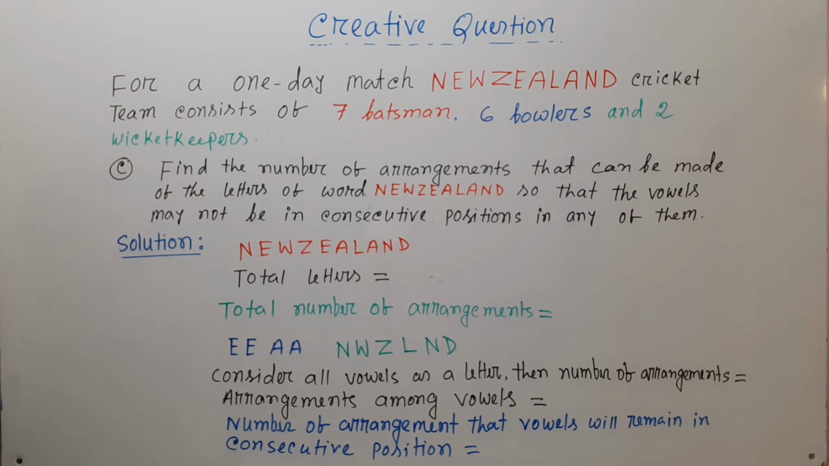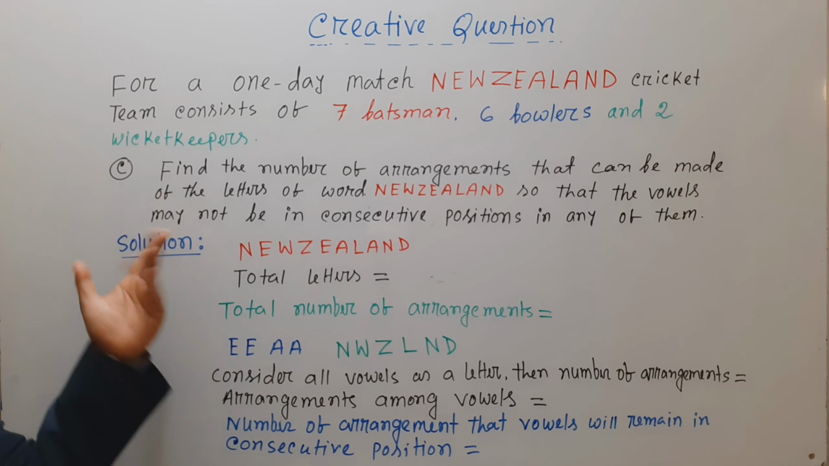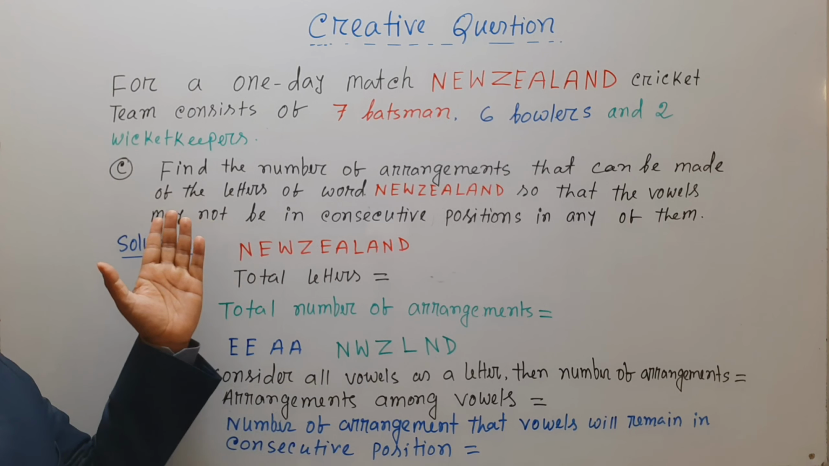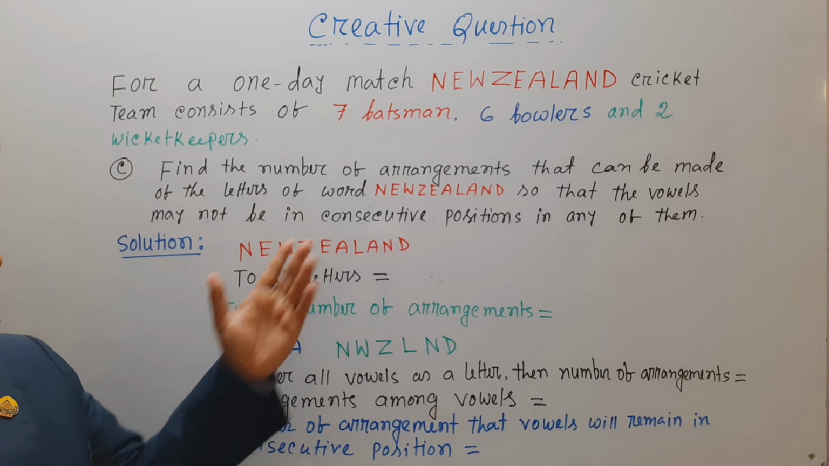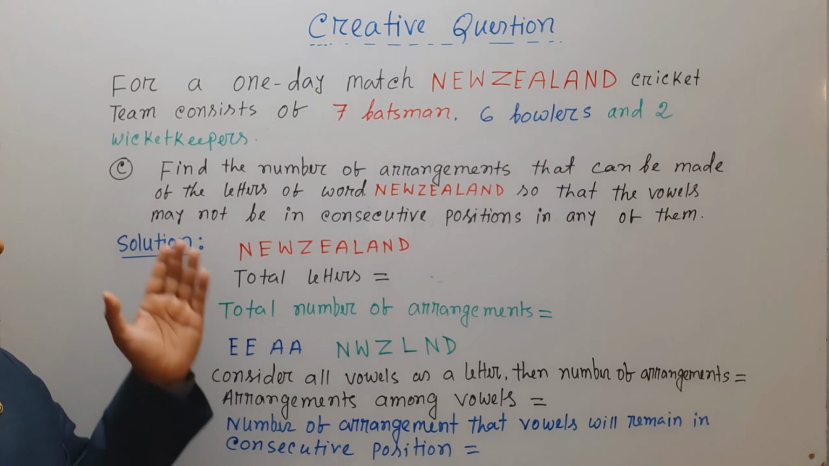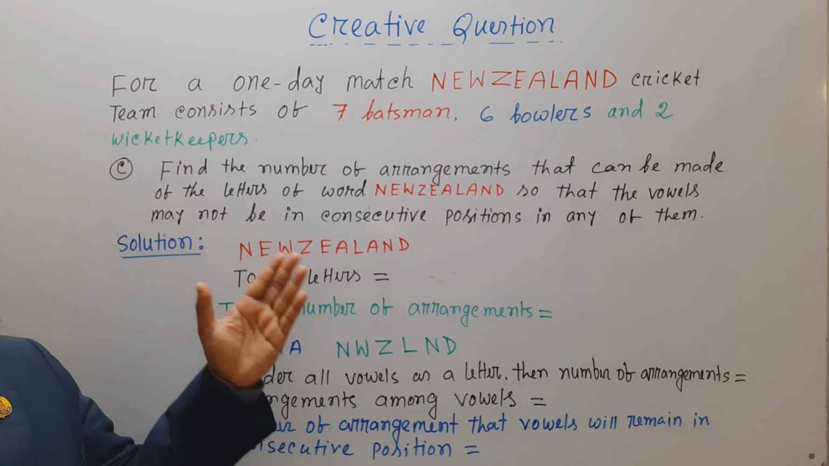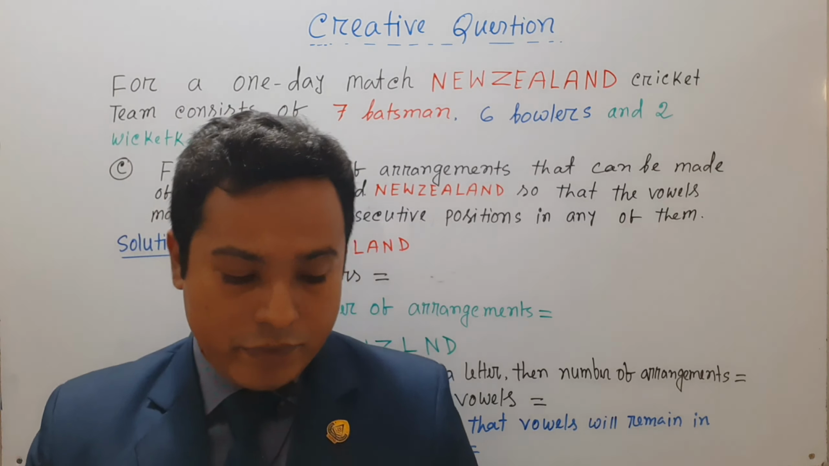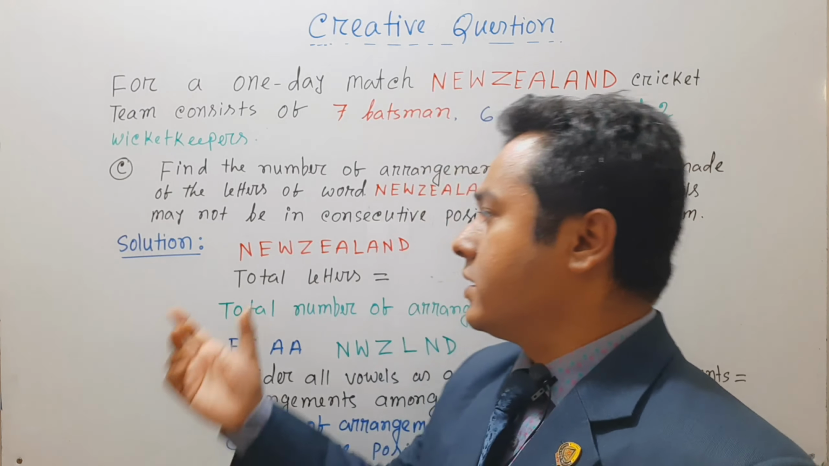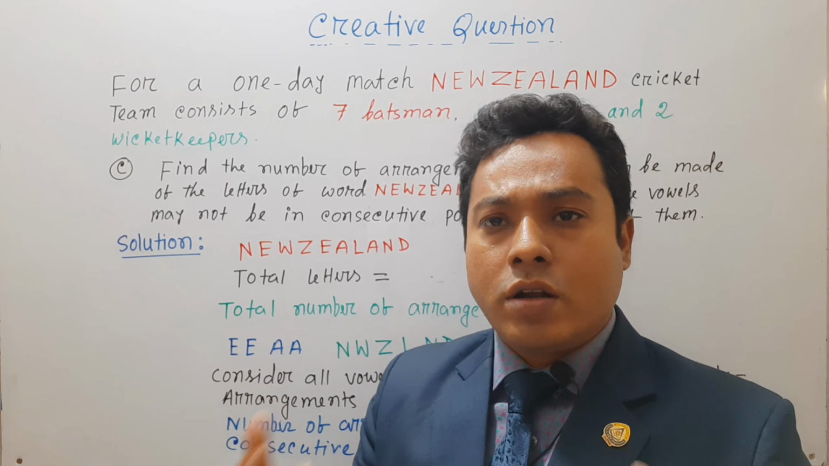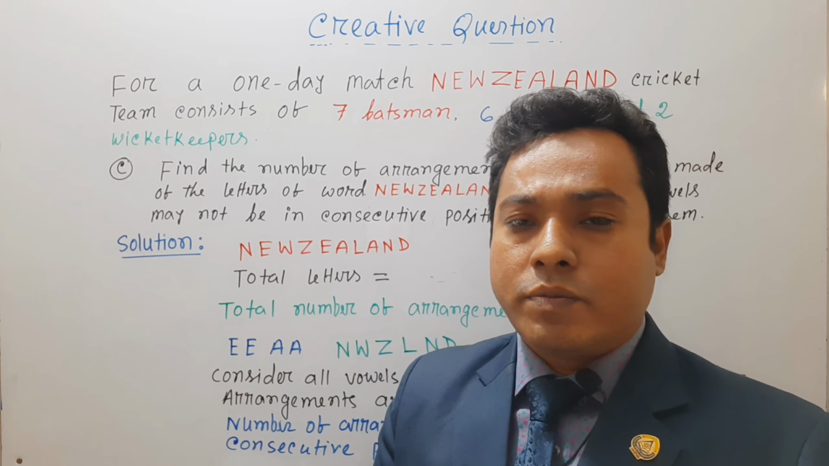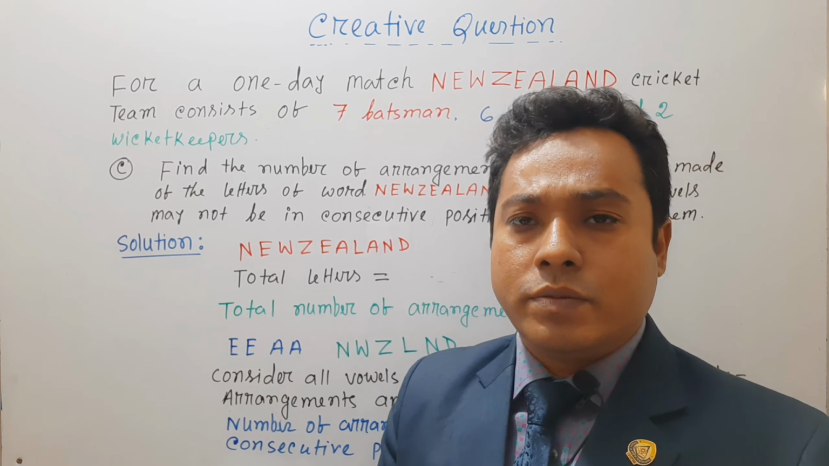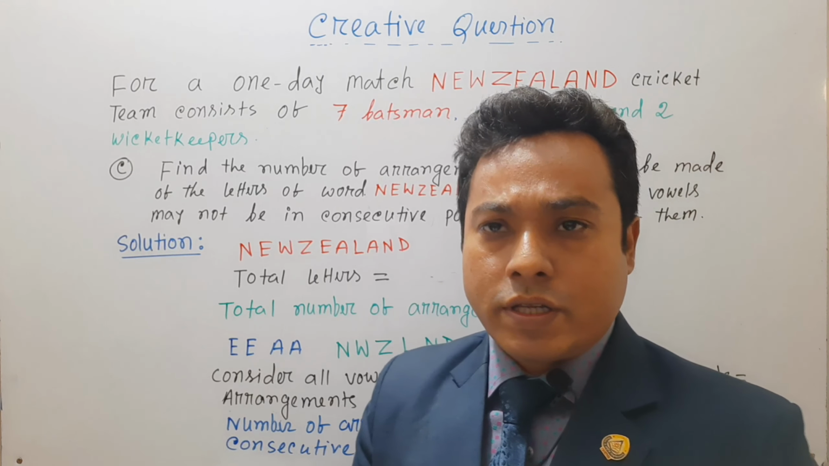Okay, dear student, our question number C. Find the number of arrangements that can be made of the letters of the word New Zealand so that the vowels may not be in consecutive position in any of them. My dear student, this language is similar to vowels not occurring together. That means vowels not in consecutive position also means vowels not occurring together.